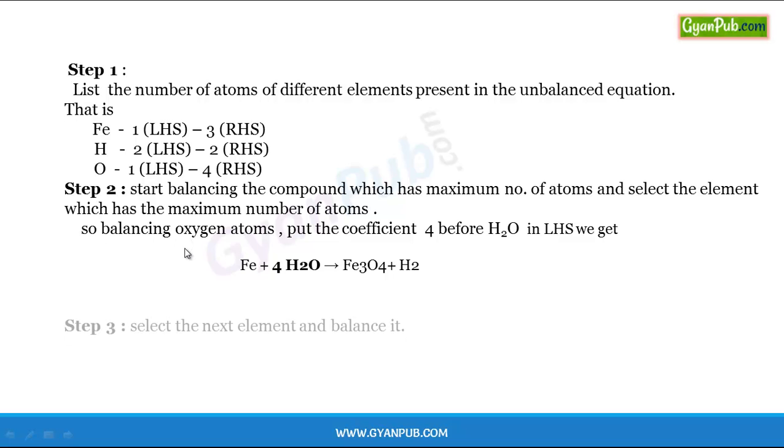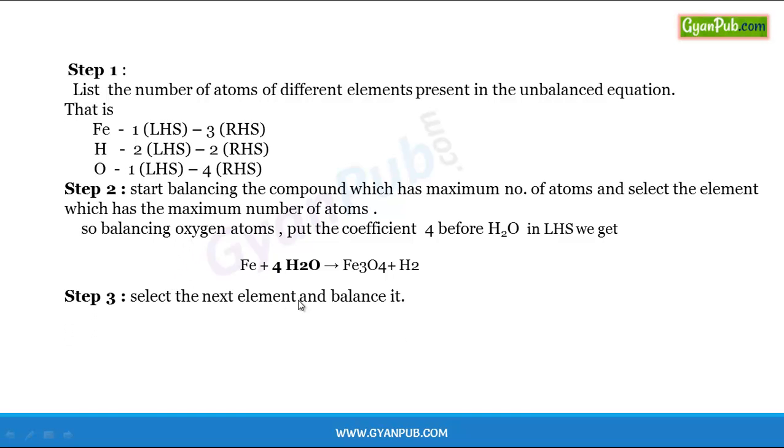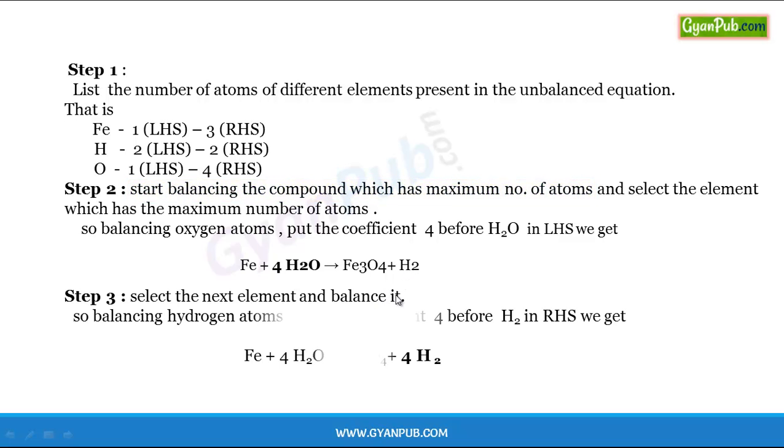And going to step 3, select the next element and balance it. If we select the next element from this equation, then we have to balance hydrogen. To balance hydrogen atoms, put the coefficient 4 before H2 on the right hand side, so that we get Fe plus 4H2O gives rise to Fe3O4 plus 4H2.